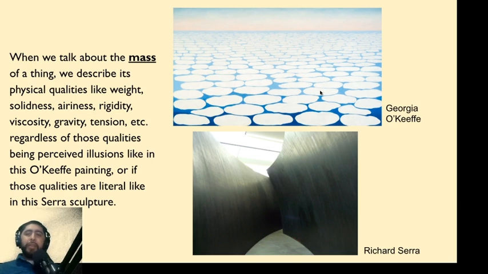And the same happens with this Georgia O'Keeffe painting. We see this receding into the distance. This is perspective, which we'll talk about later. So there's implied or unreal or illusionistic mass, because we can imagine these things having weight. I guess these are ice floes.